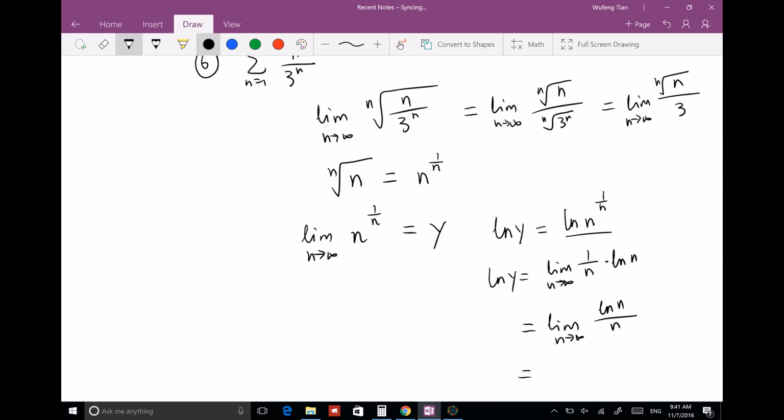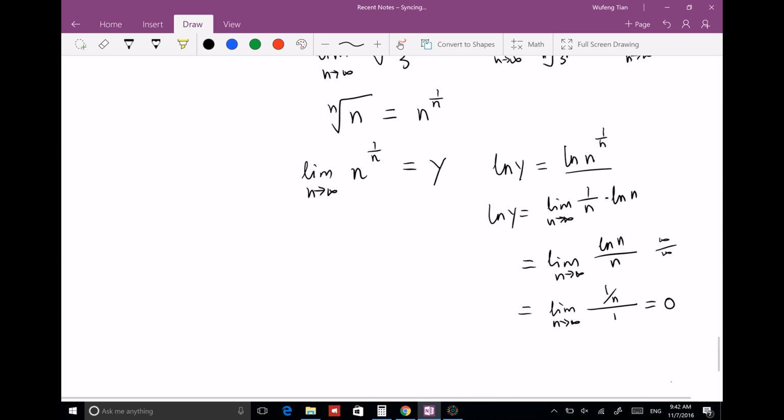Could you do L'Hôpital's rule, because this is infinity over infinity? Use L'Hôpital's rule. I got 1 over n, 1. This equals 1 over n, which is 0. Okay, limit 0. So we got ln y equals 0. What is y? 1.